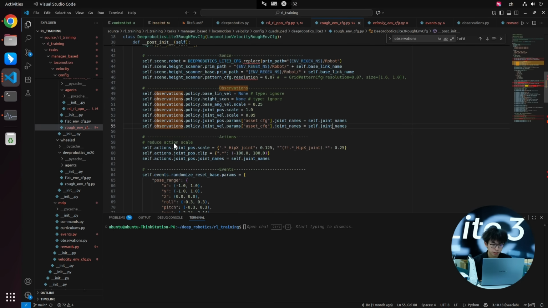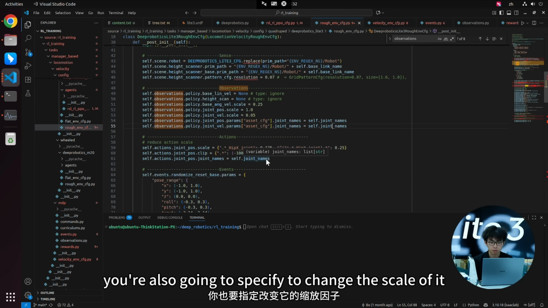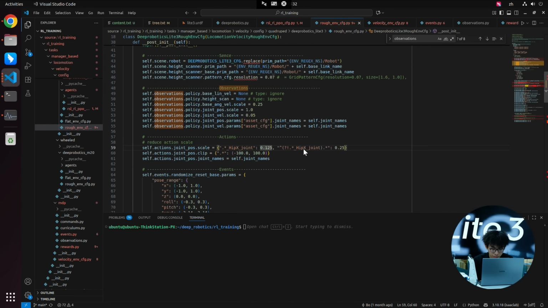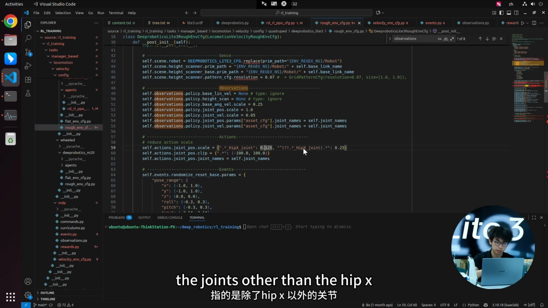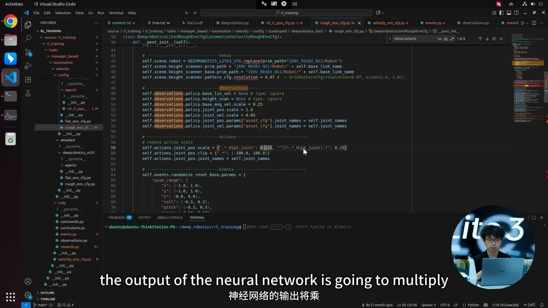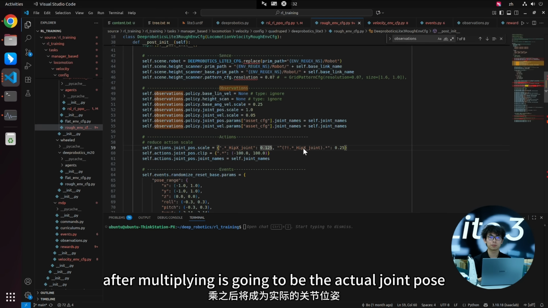And for the actions, it's also the same. Some of the actions have smaller outputs, some of the actions have bigger outputs. We're also going to specify to change the scale of it. In here we set 0.125 for the hip X joint and 0.25 for the other joints other than the hip X. So the output of the neural network is going to be multiplied by this scale, and after multiplying, it's going to be the actual joint pose, right?